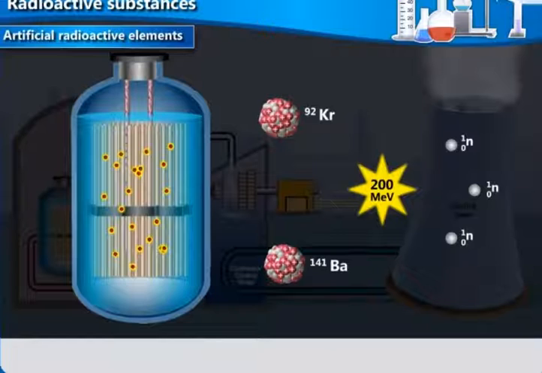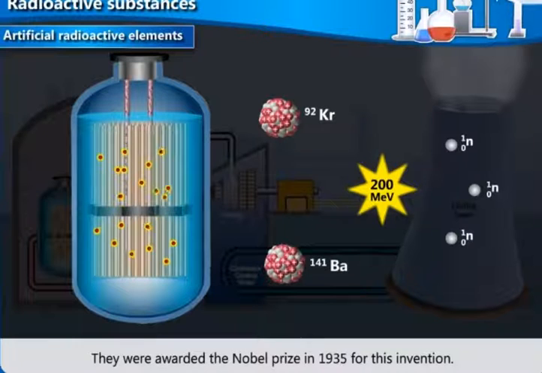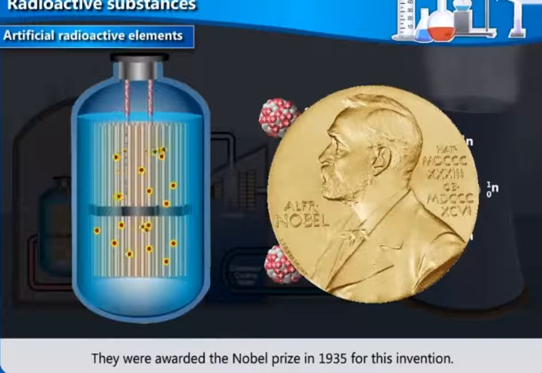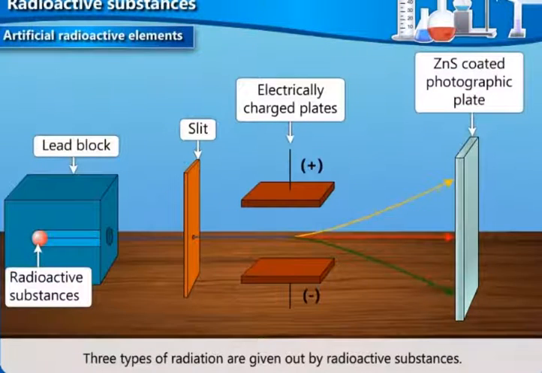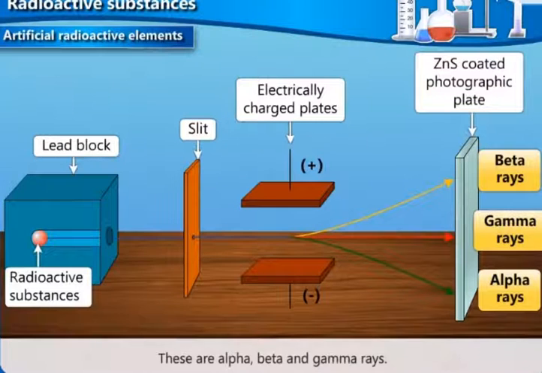And as you can see, you get a krypton nucleus. So when a uranium nucleus is bombarded or shot or fired with a neutron, you get a krypton nucleus, a barium nucleus, and you get 3 neutrons. And there's energy released also. They were awarded the Nobel Prize in 1935 for this invention. 3 types of radiation are given out by radioactive substances. These are alpha, beta, and gamma rays.